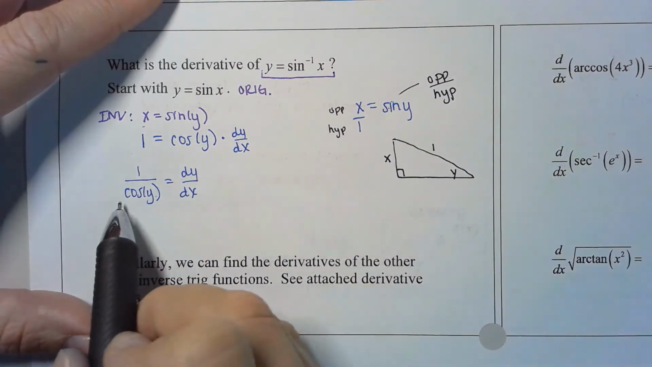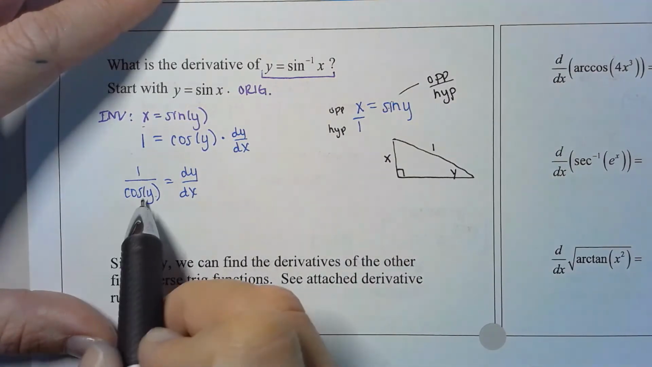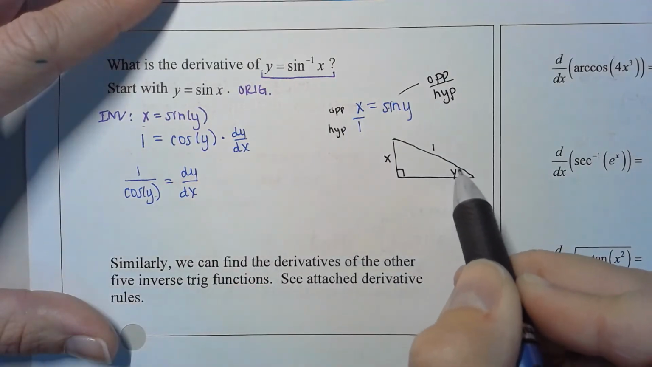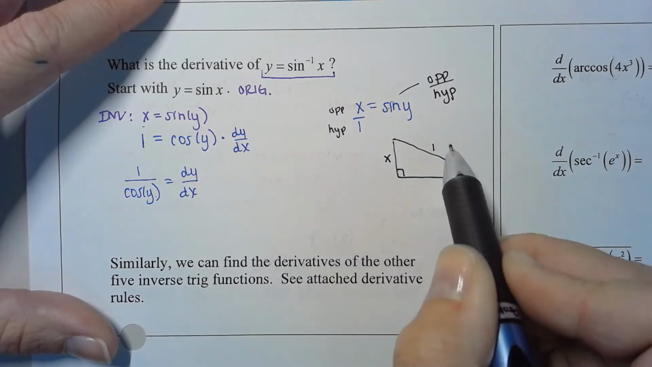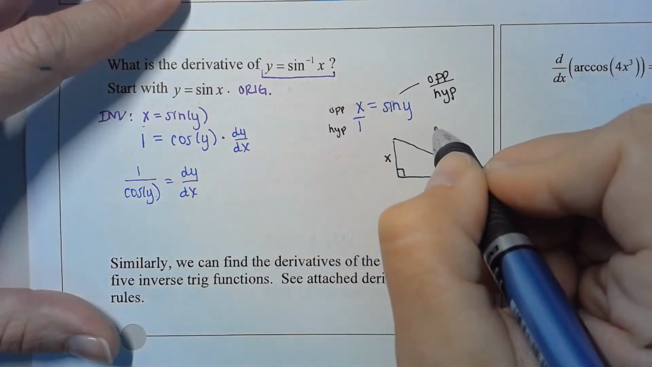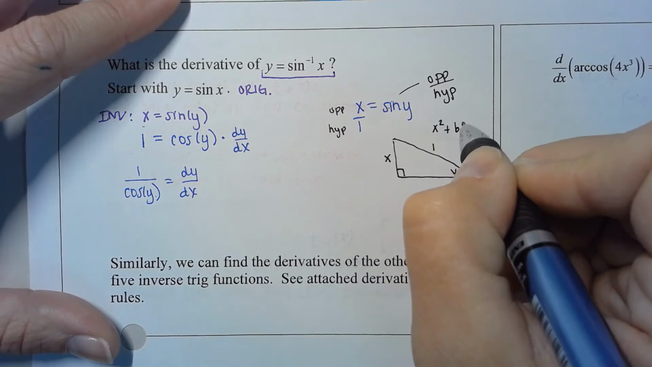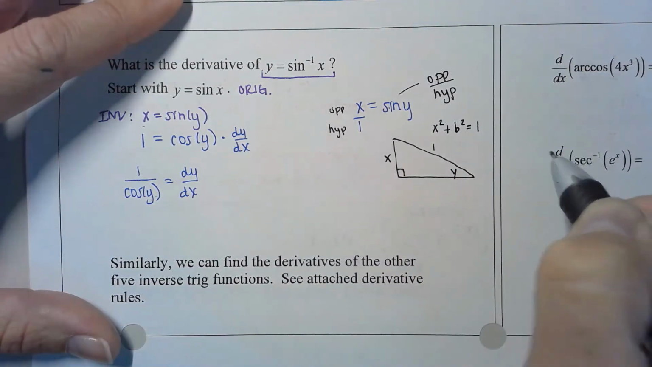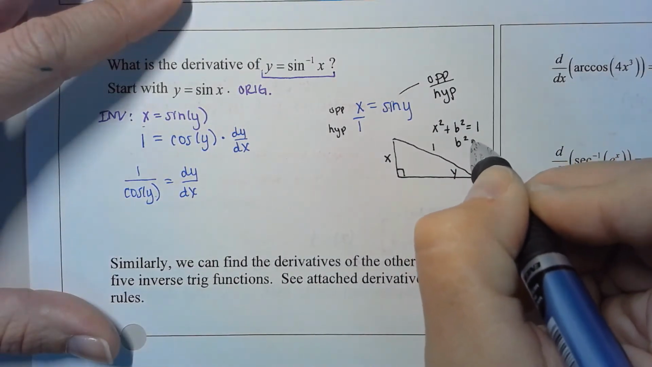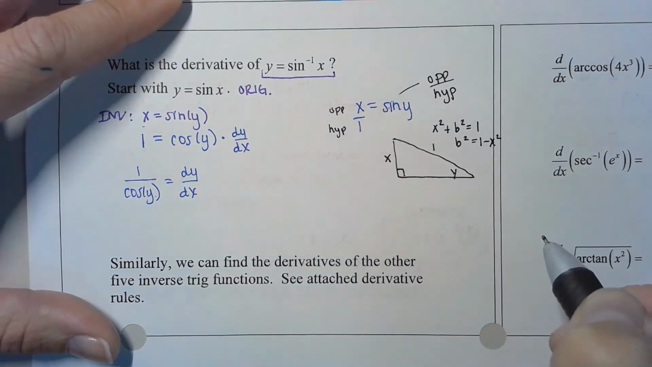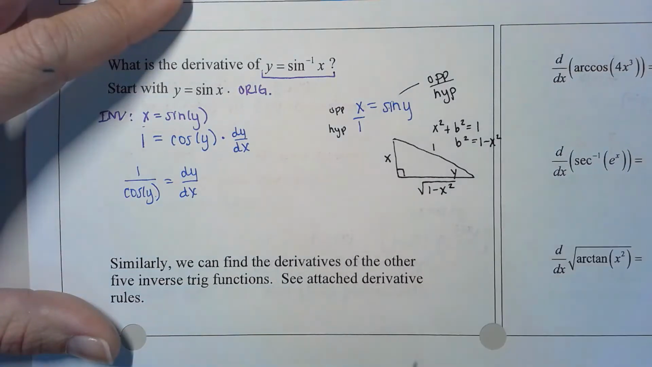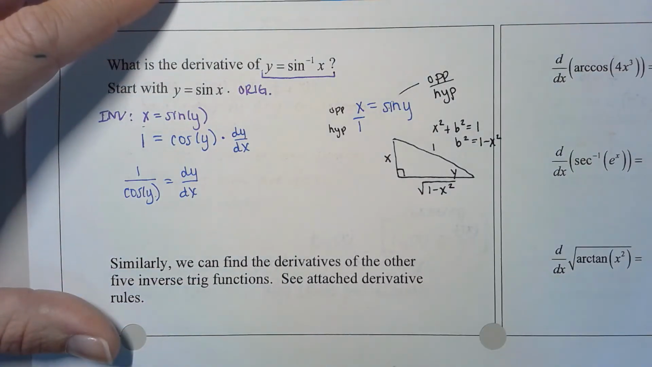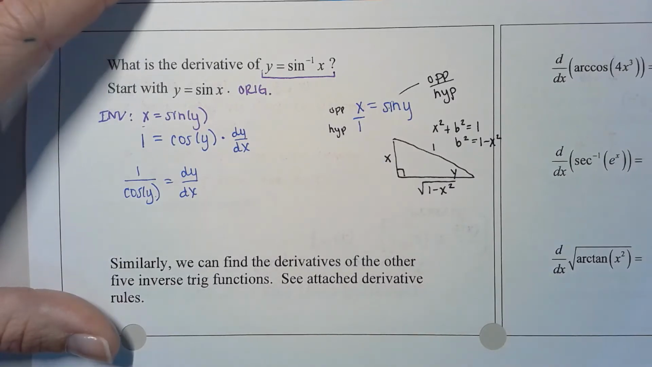Okay, well, I would like to find the cosine of y. Here's angle y. If I want the cosine, I need the adjacent side. Well, let's use the Pythagorean theorem. I can say x squared plus, let's call that b squared, equals 1 squared. So b squared equals 1 minus x squared, or b equals the square root of 1 minus x squared. I know some of you are sitting there going, what the heck is she doing? I promise I'm going somewhere with this.